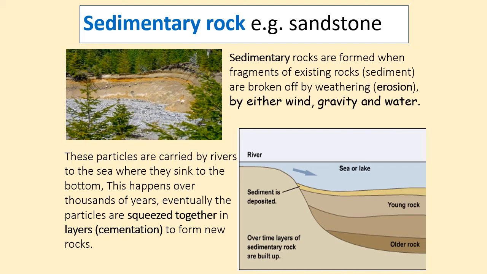And if this keeps happening over and over again, you keep getting new particles or new sediment deposited on top, and the older sediment gets squeezed together underneath. Now, that squeezing together is a process called cementation. And that cementation puts a lot of pressure on the grains of sediment, and they fuse together to actually form a type of rock. And that's why sedimentary rocks tend to have these layers through them, because they're built from one layer of sediment piling on top of another, on top of another, until there's so much pressure pushing all the sediment together into a rock.